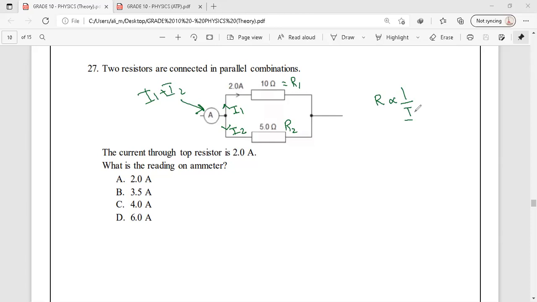So the greater amount of current will pass through resistance R2. If the resistance is half, the current passing through it will be doubled. If 2 ampere of current is passing through the resistance R1, then double of that, that is 4 ampere, will pass through resistance R2. So the total amount of current passing through this ammeter is 2 ampere plus 4 ampere, that is equal to 6 ampere. So the correct answer is option D.